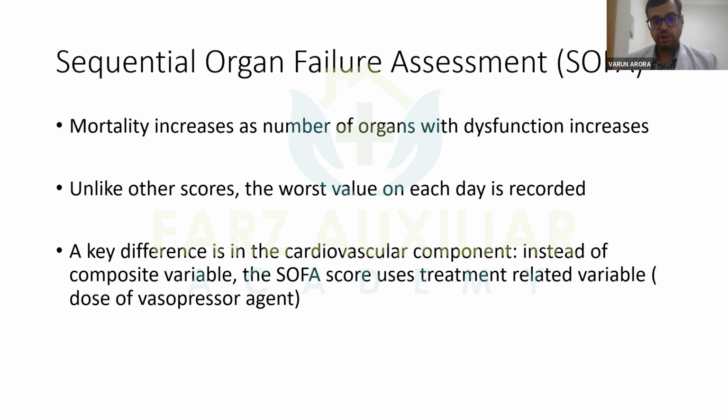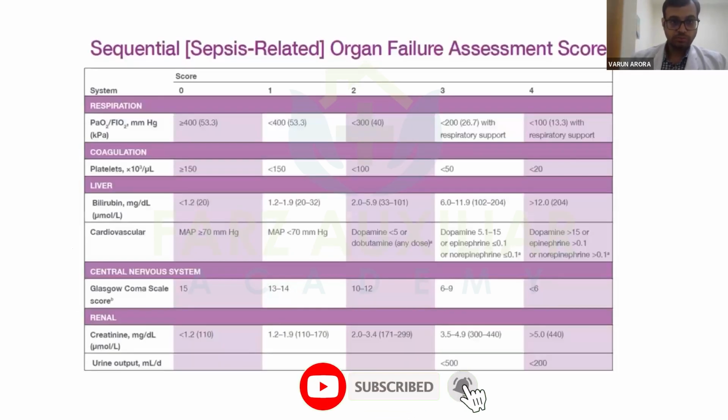There is a key difference in the cardiovascular component. Instead of the composite variable, that is what is the heart rate, what is the BP, the SOFA score uses treatment related variable, that is the amount of vasopressor required for maintaining normal BP, the dose of vasopressor agent. This is the difference in the cardiovascular component of SOFA and other scores.